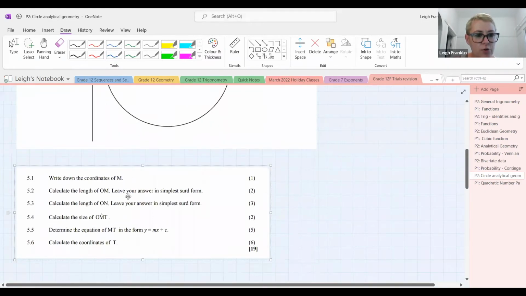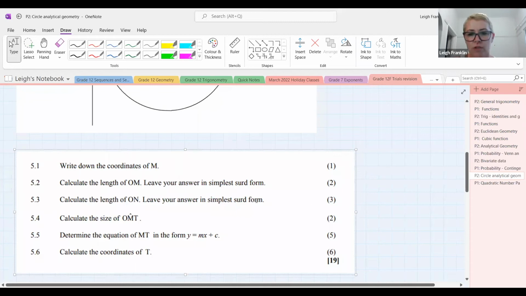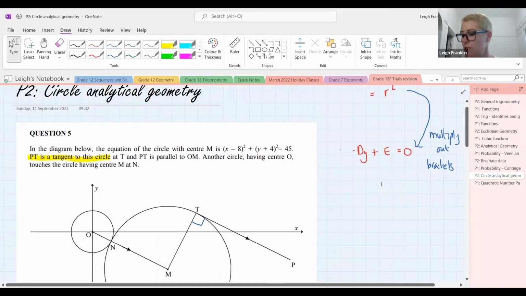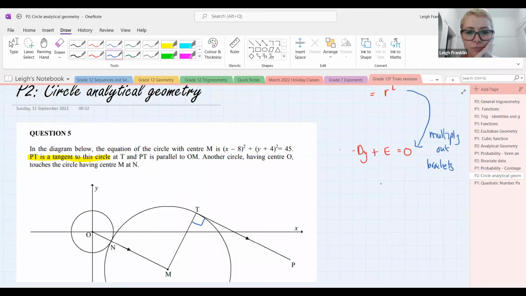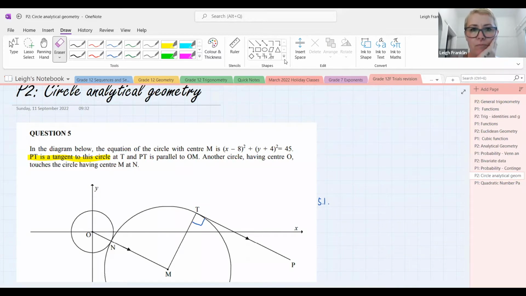So the first thing that they want us to do is write down the coordinates of M. Okay, so they want us to write down the coordinates of M. All right, so anybody able to tell me what the coordinates of M are? What do you guys think? What are the coordinates of M? Okay, there we go, a whole bunch of answers coming up.